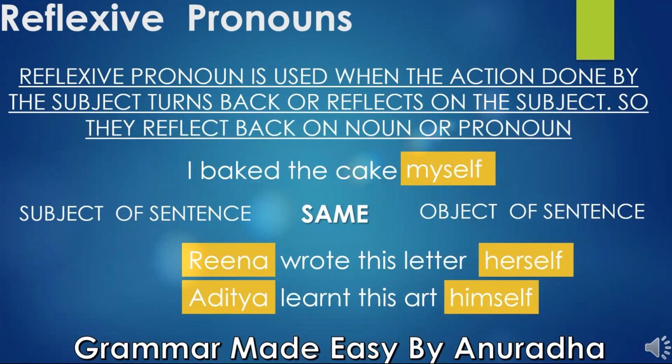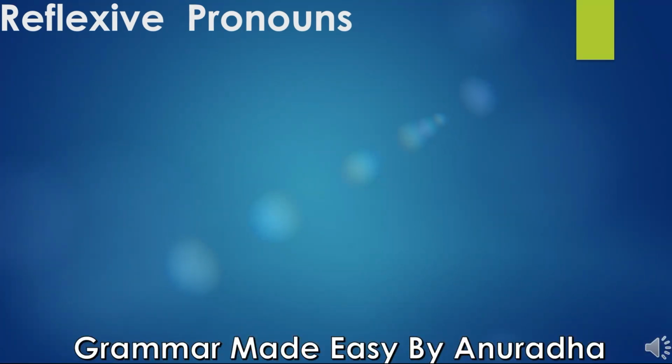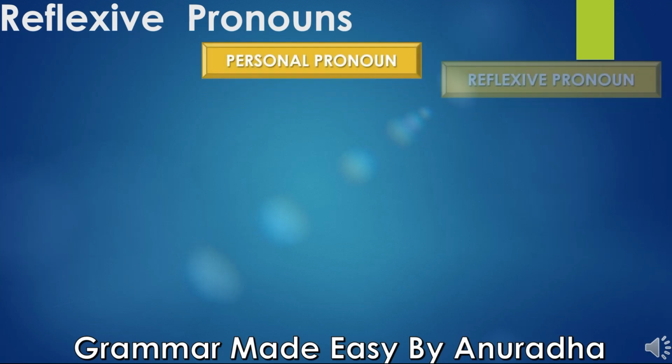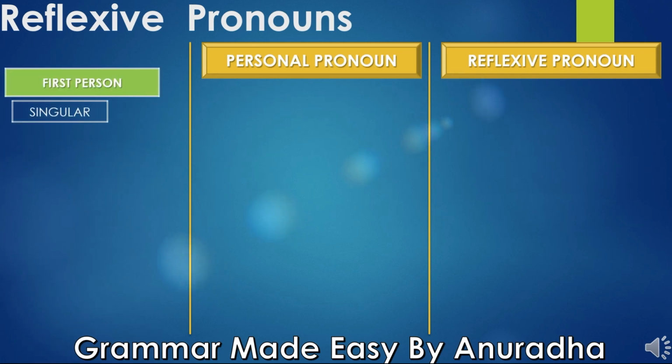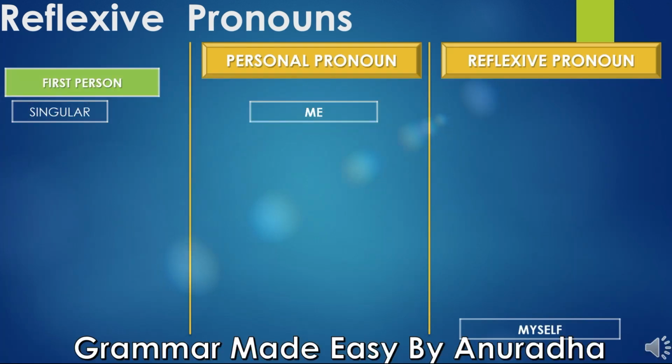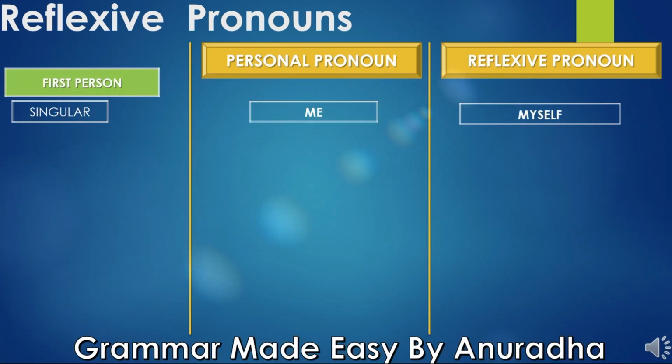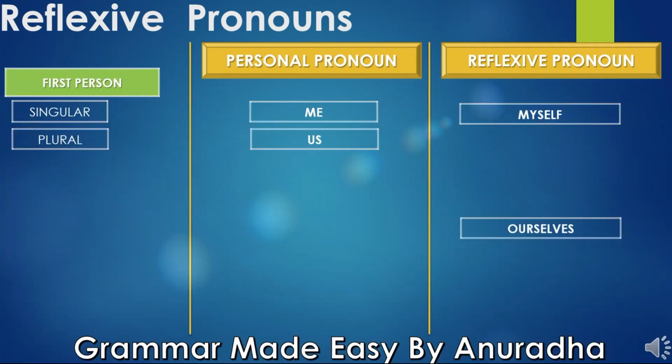Now let's talk about how personal pronouns get converted to reflexive pronouns. Let's take the first one. The first person, we say the personal pronoun is me, and the reflexive pronoun of the same will be myself. First person plural personal pronoun is us, and the reflexive form of that is ourselves.